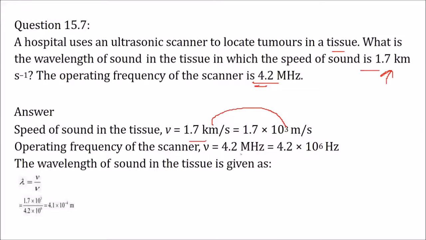The operating frequency of the scanner is in megahertz. Convert into hertz by multiplying with 10 to the power 6. Now we know that V equal to nu lambda. This lambda is simply velocity by frequency. Velocity is this much, frequency is this much, divide these two, you get this value.